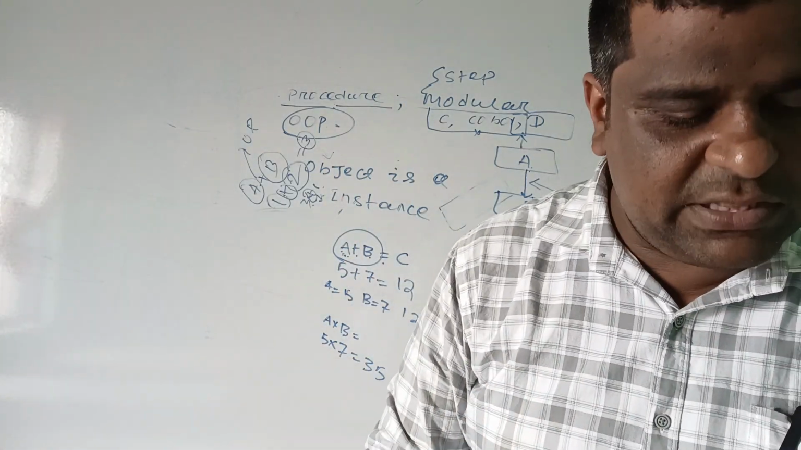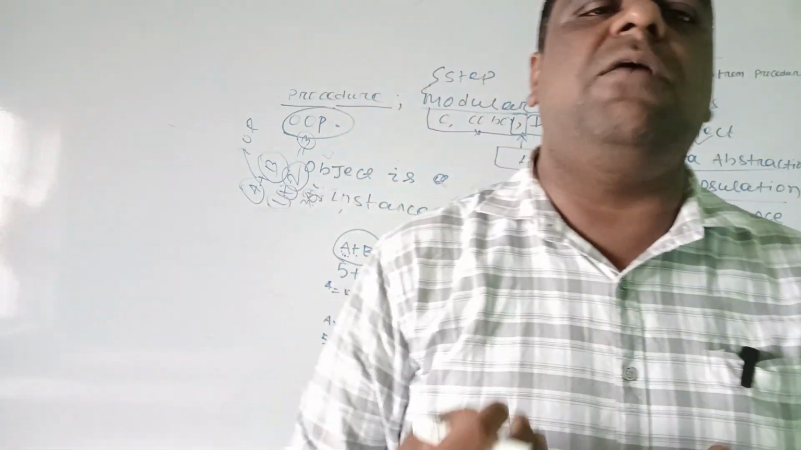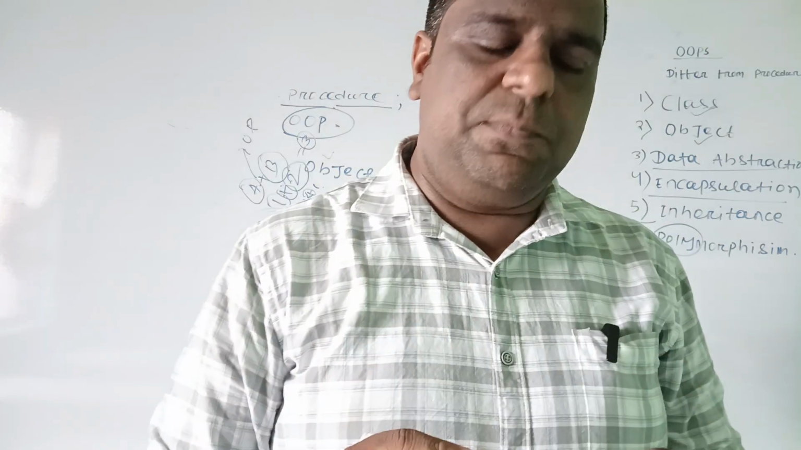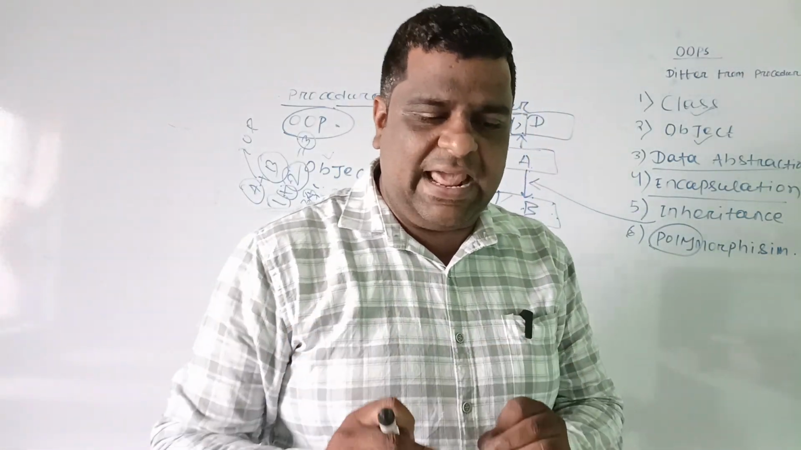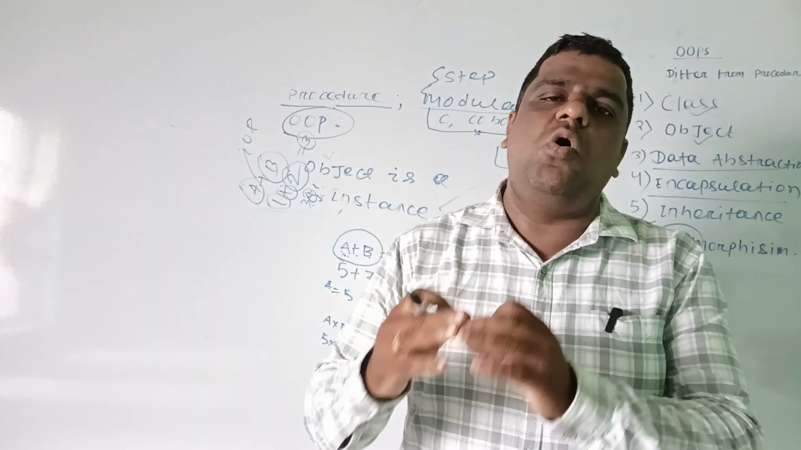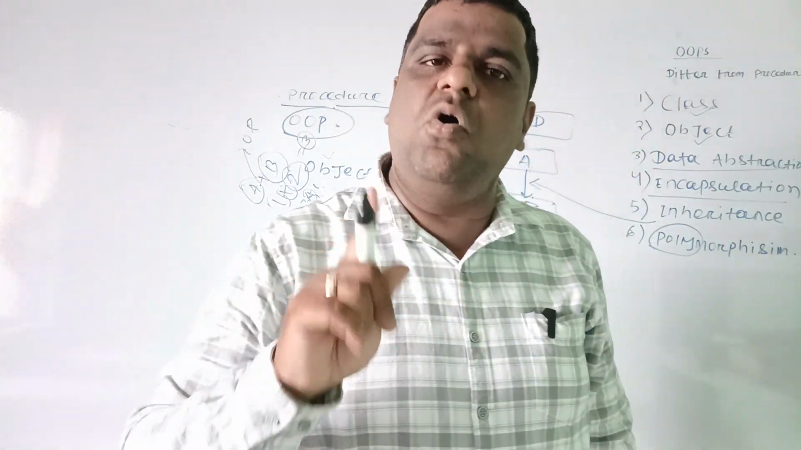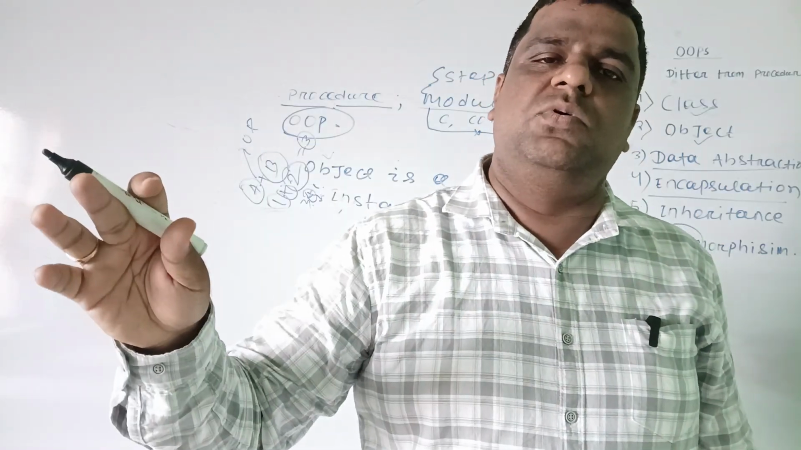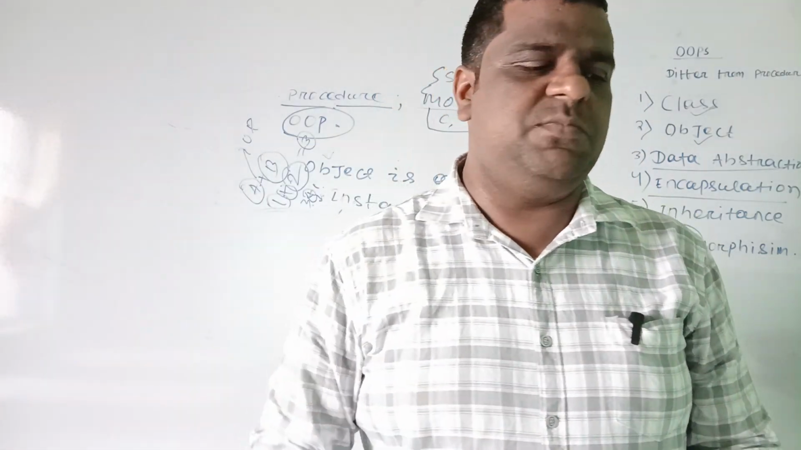So the exact meaning of polymorphism is that polymorphism is the ability of a message or data to be processed in more than one form. More than one means not a single form, but many forms, greater than one. That is called the polymorphism concept.